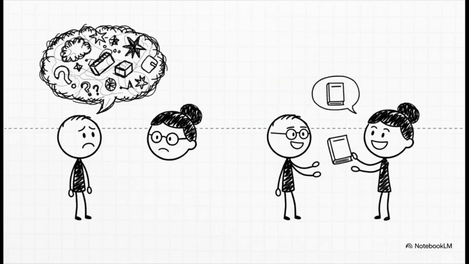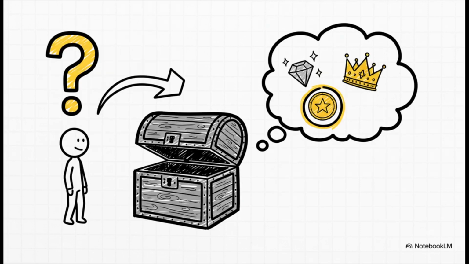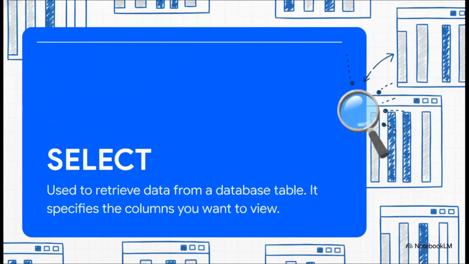Think of it this way. You can't just walk up to a librarian and say, "Give me a book." First things first, you have to be super specific about what you're actually looking for. In SQL, that starts with the command select. This tells the database which columns to grab.